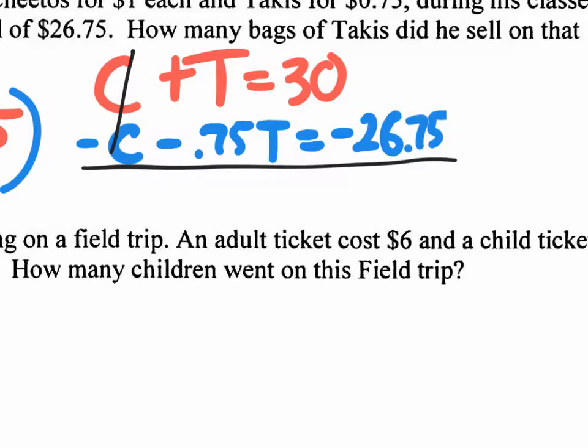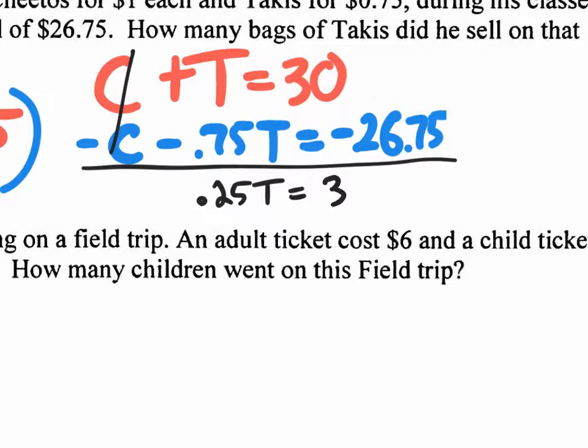And what is 1 whole take away 0.75? That's like saying $1 take away 75 cents. You have 25 left over. So what do I have now? I have a 0.25 of these T's, which are Takis, equals, and what is 30 take away 26.75? Let me do that on the calculator. 30 take away 26.75 on the calculator is $3.25.